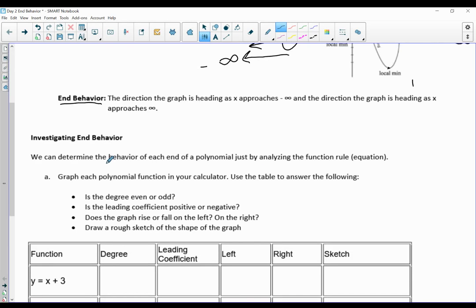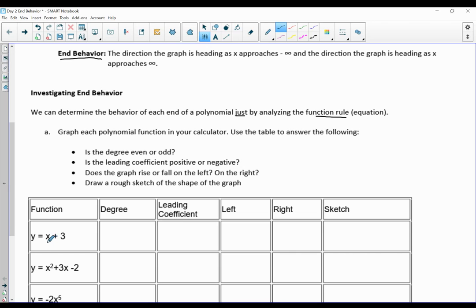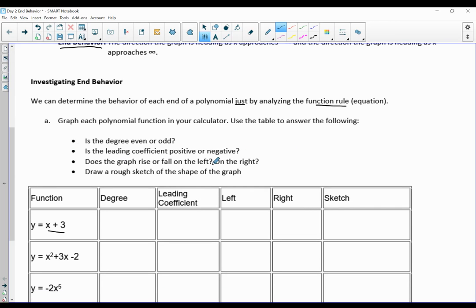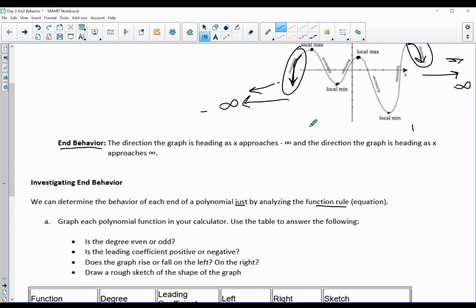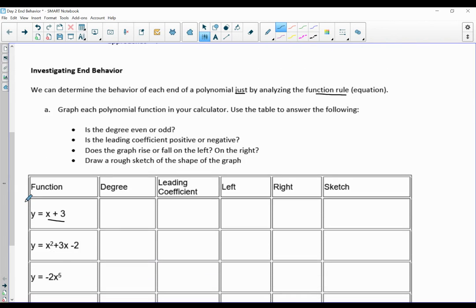So let's scroll down and look at this worksheet. It says we can determine the behavior of each end of a polynomial just by analyzing the function rule. So that's the equation. So just by analyzing this function, we can determine what its end behavior is going to look like. But we need to take a few things into consideration. Is the degree even or odd? So is it a number like 2, 4, 6, or is it a number like 1, 3, 5? Is the leading coefficient positive or negative? Does the graph rise or fall on the left? What about on the right? So for this one, it's falling on the left and falling on the right. And then it wants us to sketch it.